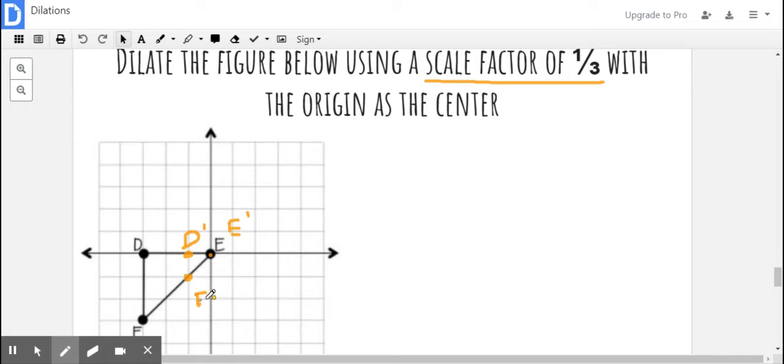We only went 1/3 of the way in each of those two directions. 1 instead of 3, and then 1 instead of 3 down as well. And our orange triangle in this problem is now 1/3 of the size as our old triangle, and we reduced its size using a dilation.